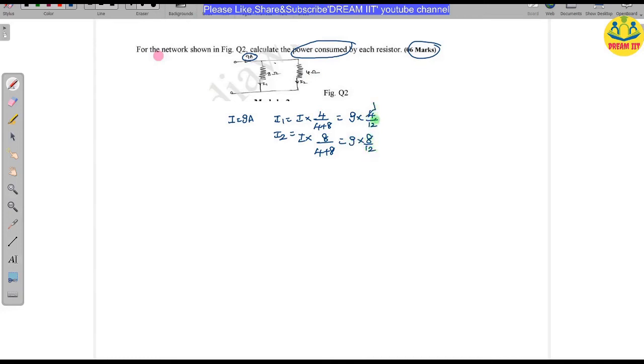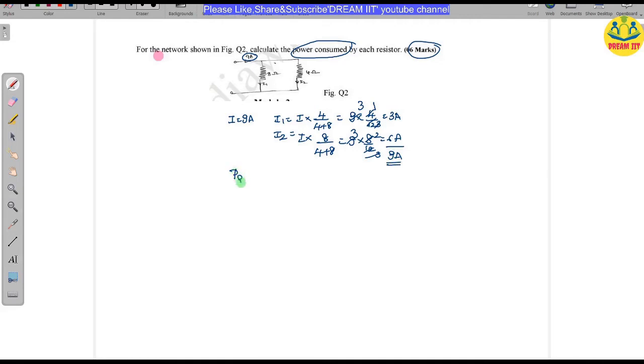So 4 ones are 4, 3 threes, that is here it is 3 amperes, means definitely you will get 6 amperes here. 4 twos are 8, 3 twos are 6. So here you will get the 6 amperes. Totally you have to get the 9 amperes. Then only your answer is correct. Now you got the individual currents. Next, power consumed by each resistor.